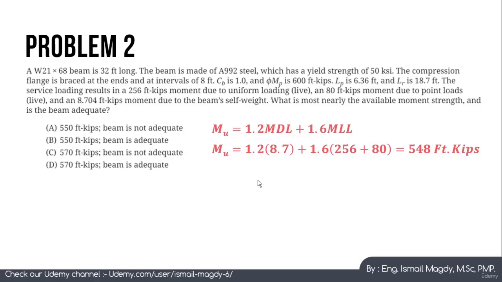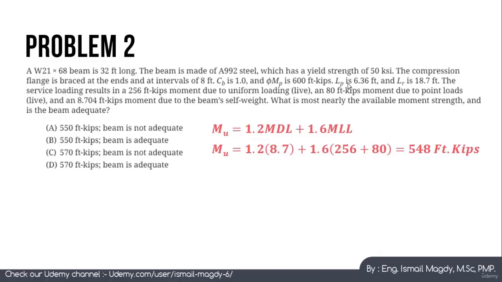So the next step, here this beam is not mentioned in the table of the Zx which you have in the reference book. That's why, as you can see, the Mp, the Lp, Lr, all of these values are already given to you because you don't have these values in the tables.